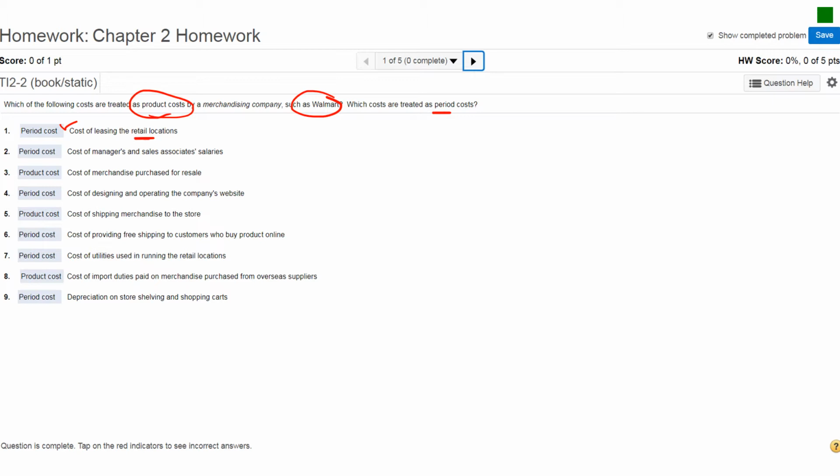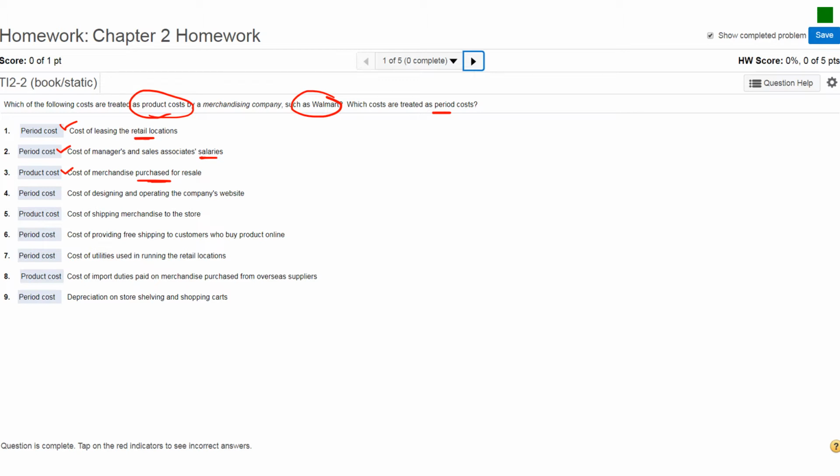Number 2, cost of managers and sales associates salaries. Again, that's your general administrative expenses. Again, that's going to be considered a period cost. Number 3, cost of merchandise purchased for resale. Remember I said earlier that is your inventory. That's going to be considered a product cost.